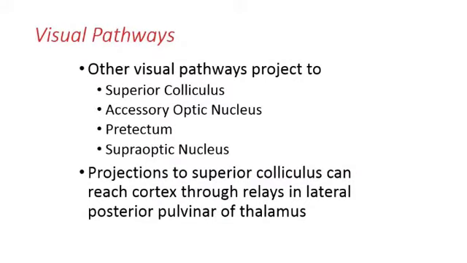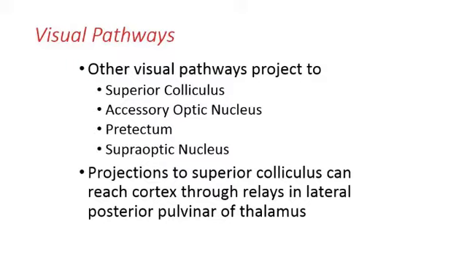So as I mentioned, other visual pathways project to the superior colliculus. There's also the accessory optic nucleus, the pretectum, and the supraoptic nucleus. Those are important for helping to set our diurnal rhythms. These latter three in particular are involved in helping to set our daily rhythms.